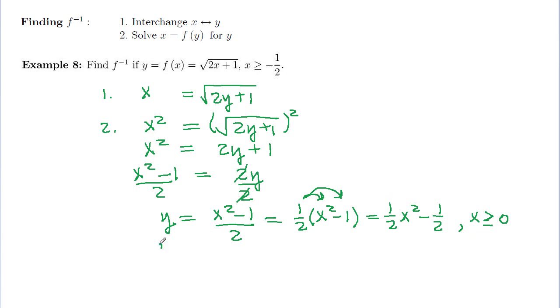Now in function notation, we would write f inverse of x is equal to 1/2 x squared minus 1/2. It's really more correct to use y as the input for f inverse, but we're just used to writing everything as a function of x, so we'll use this. And again, with restricted domain.